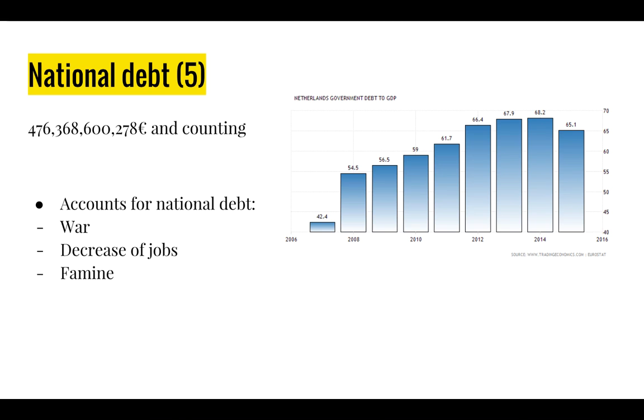National debt. The Netherlands is in debt of 476,368,600,278 euros and counting. What accounts for national debt? War, decrease of jobs, and famine.